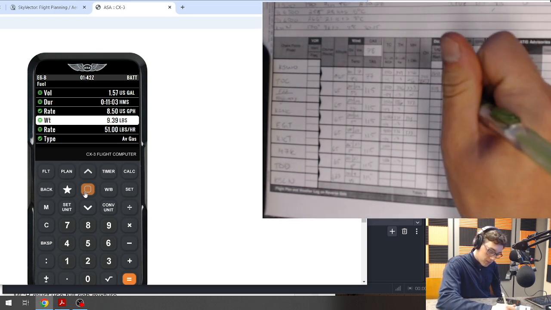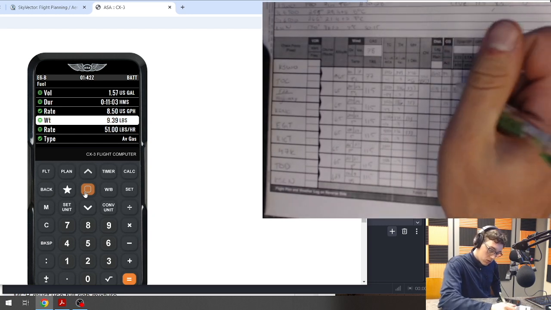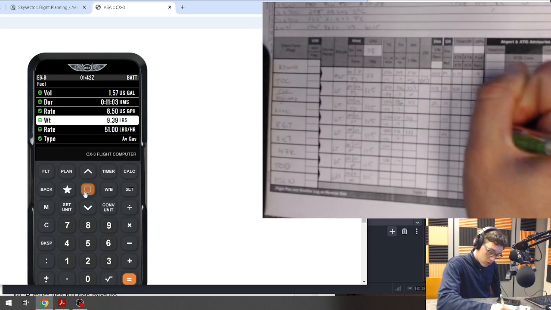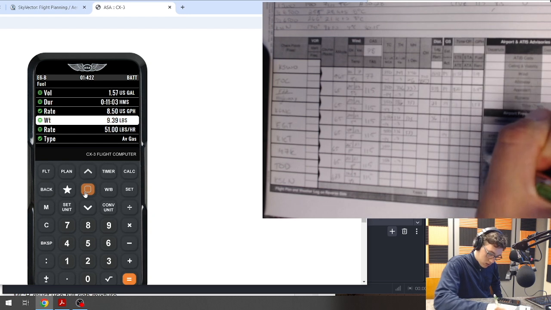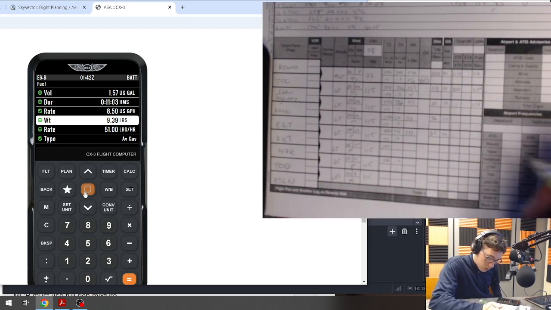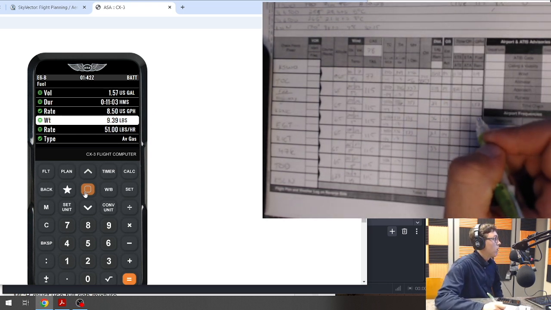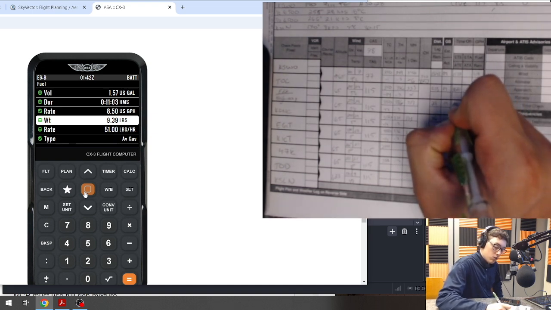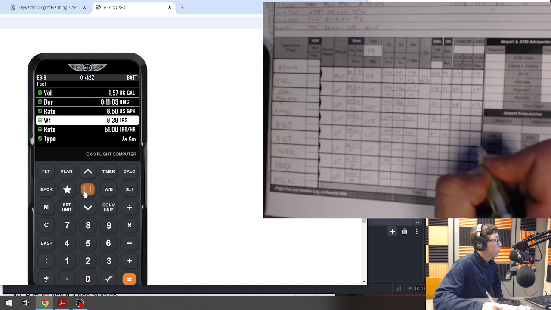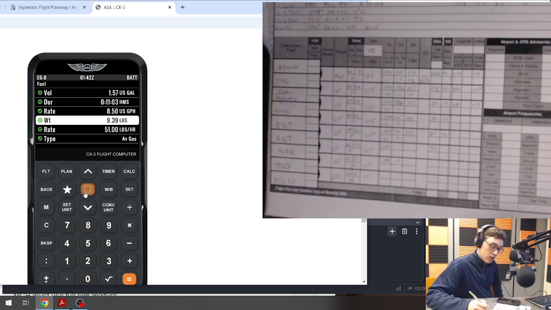Ooh, look at me. I put the distance in the time section. 21, 36, 21, 33. Duration, 11 minutes and 15 seconds. And that's it. And we do the same thing for our next one.